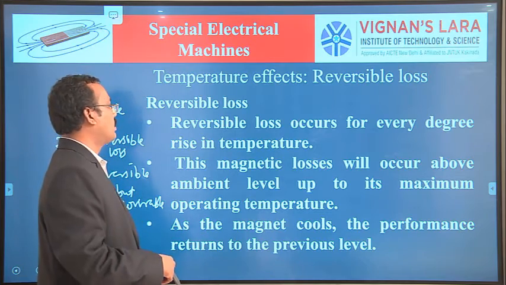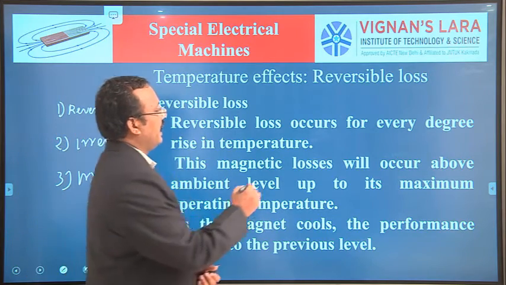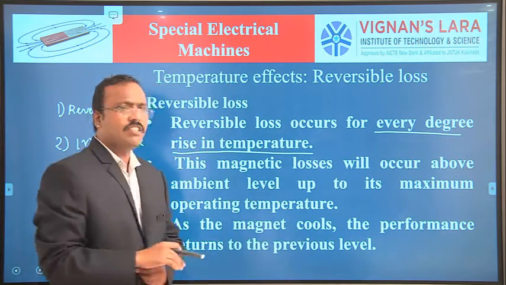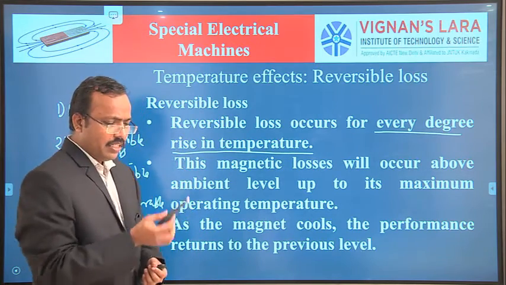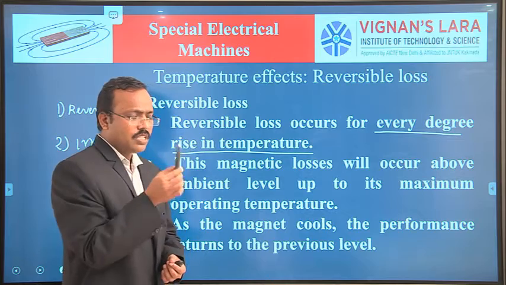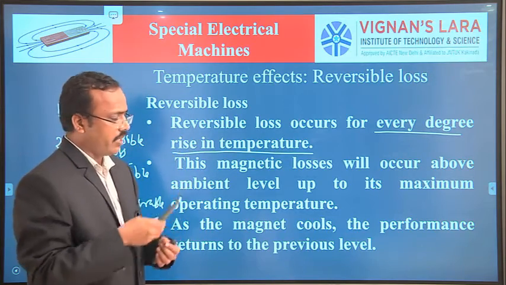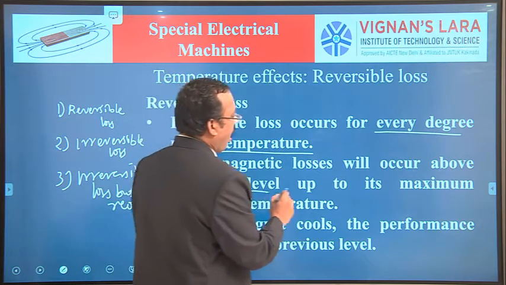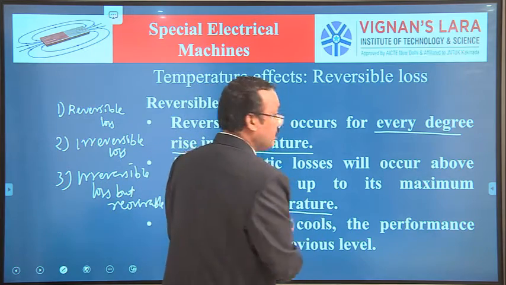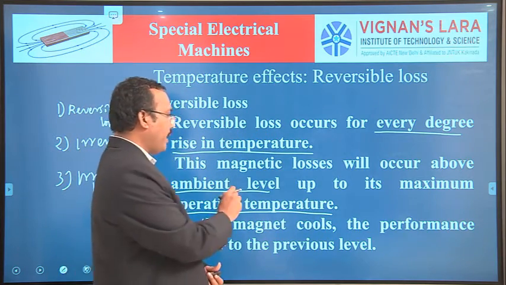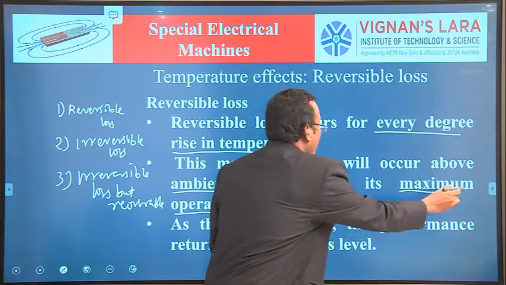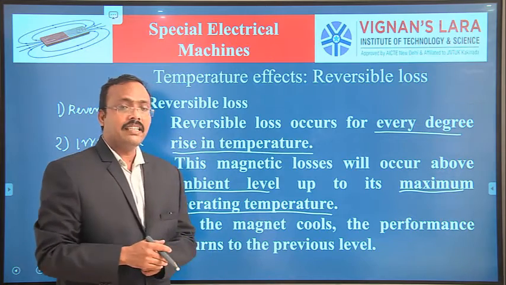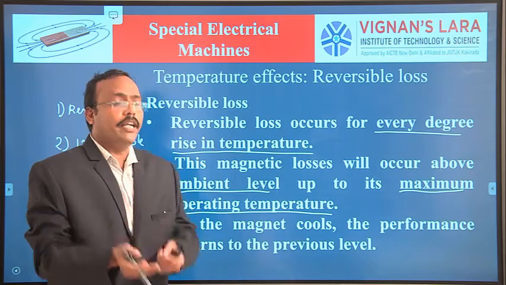What are the reversible losses? The reversible losses occur with every degree rise in temperature. Suppose it is a magnetic material subjected to some temperature. With every rise in temperature, some losses occur in the magnetic material itself. These losses occur only above ambient level up to the maximum operating temperature. So the magnet is subjected to the maximum operating temperature.